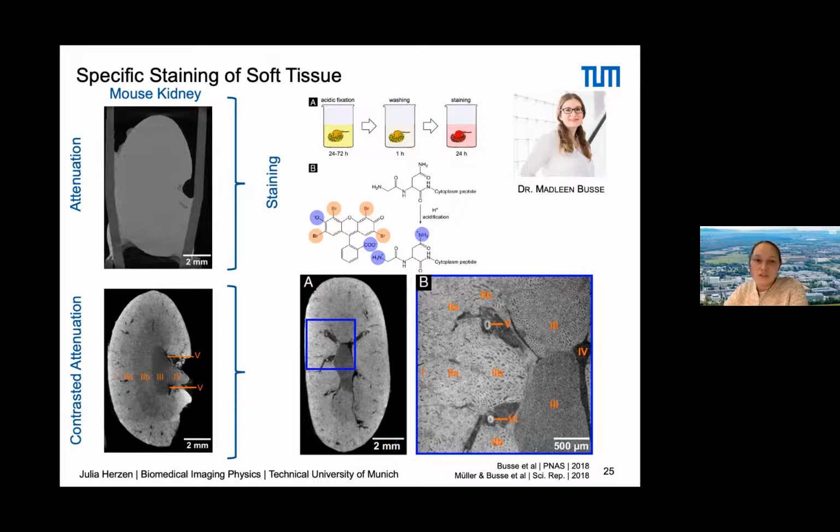She's looking into different other types of staining, which are highlighting the collagen fibers, for example, because there is a whole bunch of different stains available from histology, which you can try to modify and use for 3D X-ray imaging. But this explains why we're now looking at stained tissue.